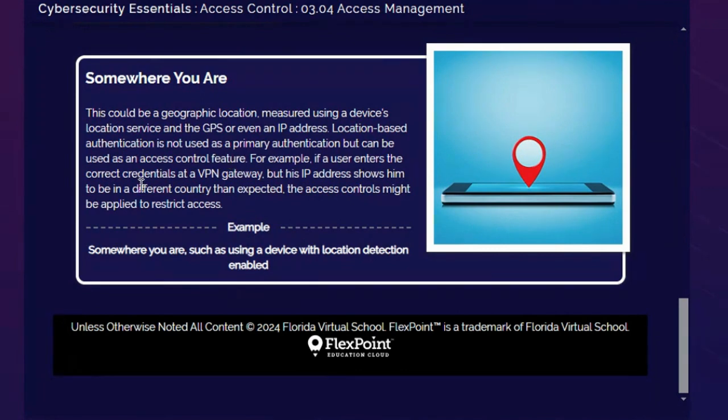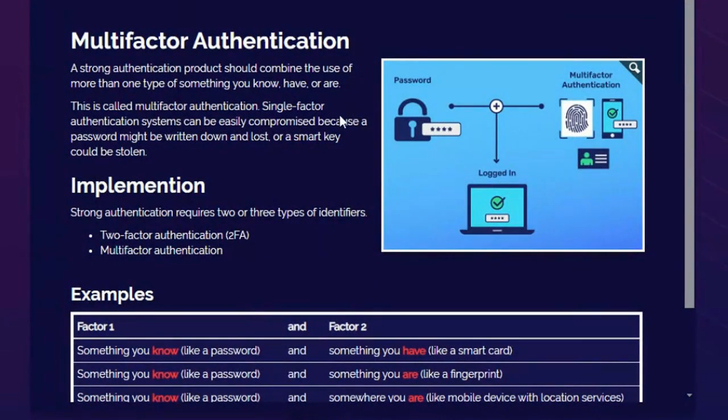So location-based authentication is not used as a primary, but can be used as an access control feature. Like if a user enters the correct credentials, like the right username and password, at a VPN gateway, but his IP address shows him to be in a different country than they thought he would be, the access controls might be applied to restrict the access. Sorry, you're locked out.